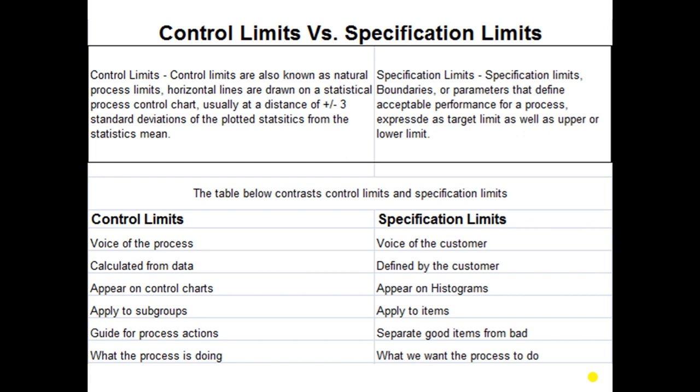And also you need to know the control limits. What are the control limits and the specification limits? Control limits are known as the natural process limits. They are horizontal lines drawn on a statistical process control chart, usually at a distance of plus minus 3 sigma, or 3 standard deviations of the plotted statistic, from the statistical mean or the center line.